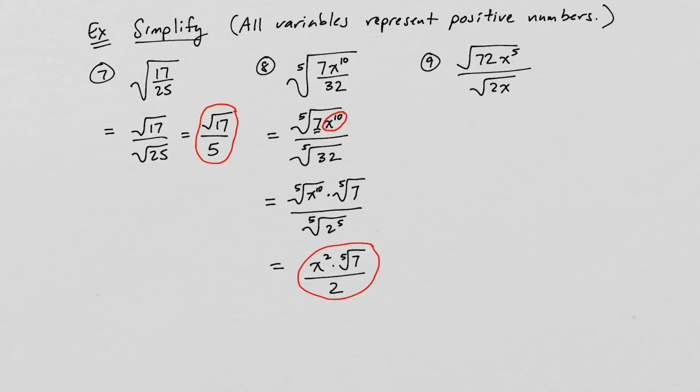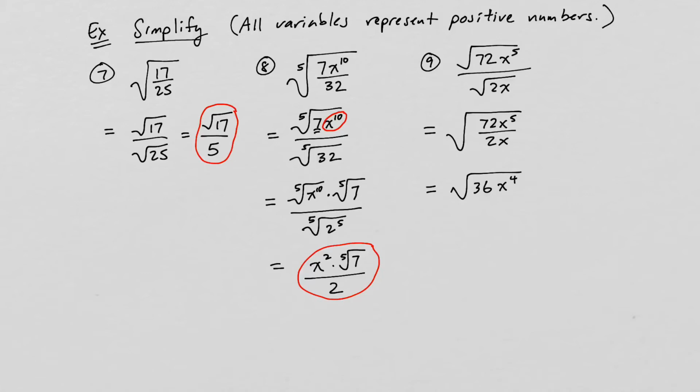Okay, and the next problem, it's very similar, except that the radical has already been separated. Now, there's actually two techniques for doing a problem like this, but notice that the factors in the denominator both divide into the factors in the numerator. So in this particular situation, it makes a lot of sense to put these two radicals back together as a single radical. The reason for that is because now we can divide 72 by 2, which is 36, and x to the 5th divided by x is x to the 4th.